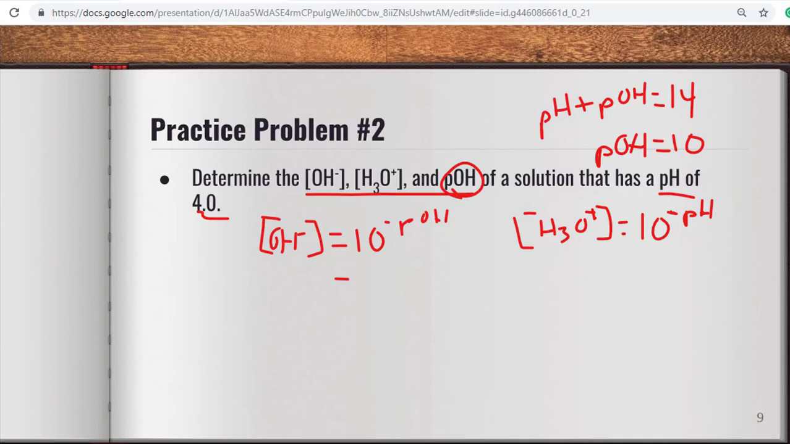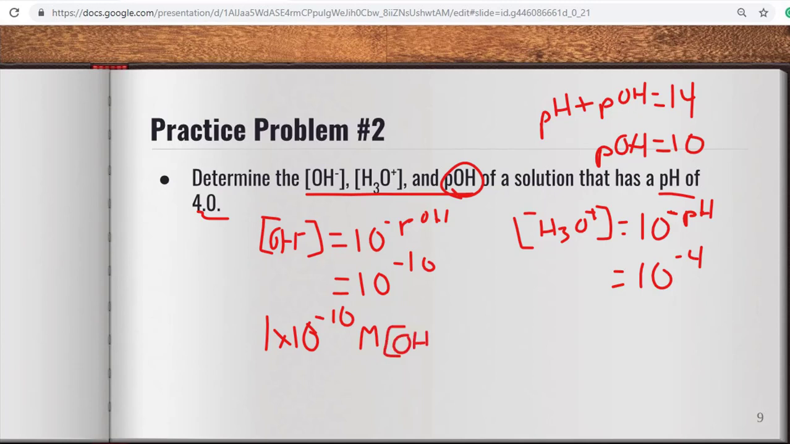So this one is going to be 10 raised to the negative pOH, so 10 to the negative 10th. And this one is going to be 10 to the negative 4. When we finish and write these out, we would say 1 times 10 to the negative 10 big M, and that's my concentration of OH minus. Same thing here, 1 times 10 to the negative 4th big M. That's my hydronium concentration.